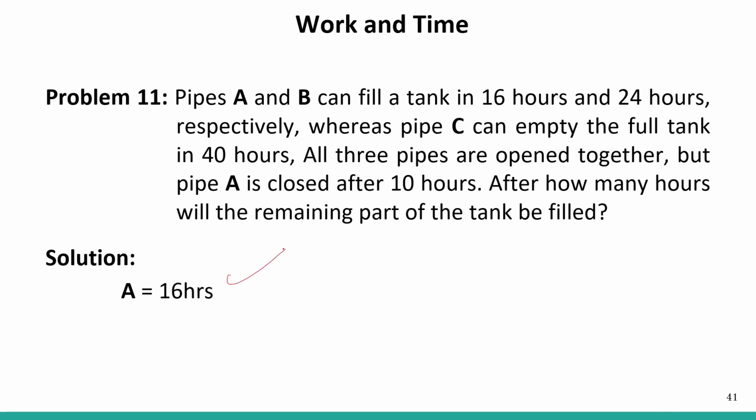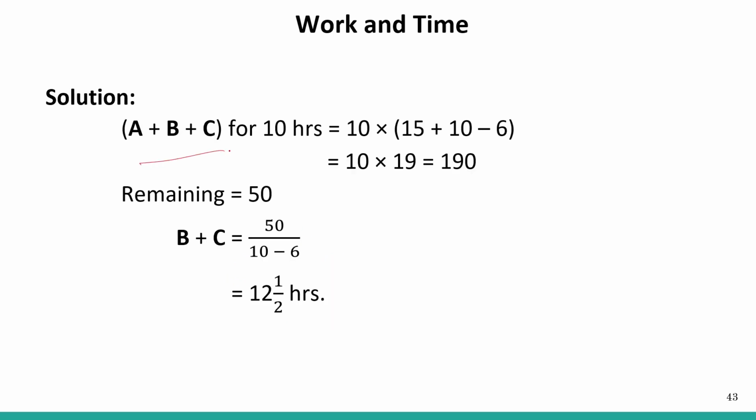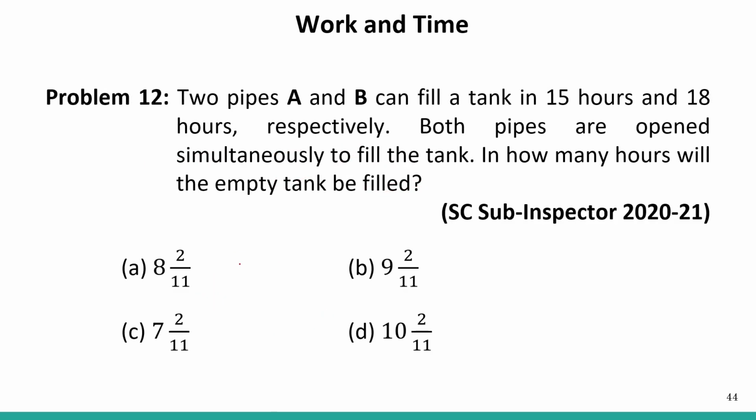So A is equal to 16 hours, right? So A is equal to 15, B is equal to 10, and C is equal to 6. So A plus B plus C for 10 hours will be 10 into 15 plus 10 minus 6, that is equal to 190. So remaining 50 is equal to, B plus C is equal to 50 by 10 minus 6, which is 12 whole and 1 by 2 hours. So let's see problem number 12.